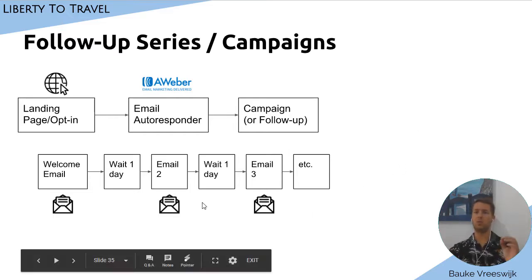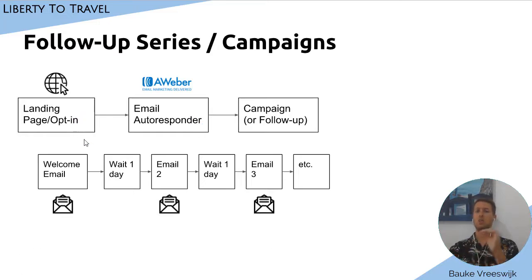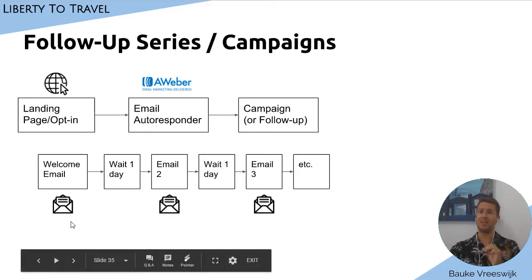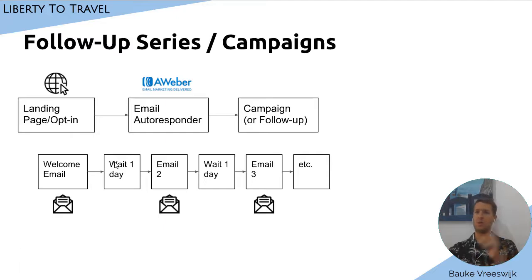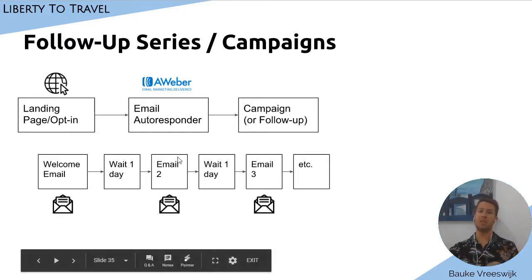So for example, this is what a follow-up or campaign can look like. First, there's the welcome email that they get as soon as they enter their email address on your landing page. So what happens in this email usually is you give them that free gift, that lead magnet that they signed up for. Then the autoresponder waits one day and then email 2 is sent. And in email 2, you tell them a little bit more about you, your business, why you do what you do, the problems you want to help people with, etc.